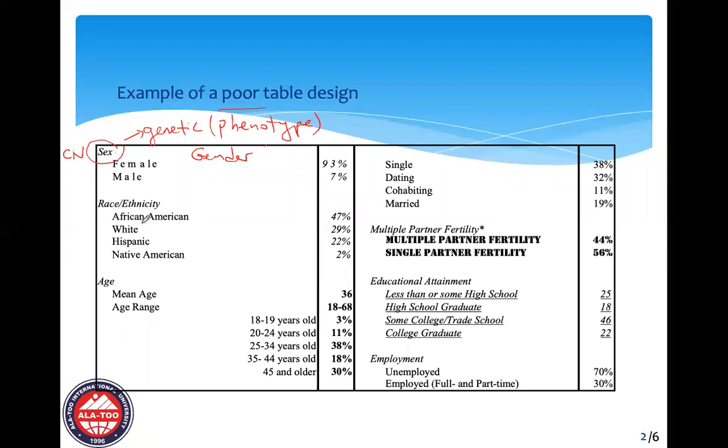Race or ethnicity is also a categorical nominal variable. Age: numerical. Continuous numerical. Correct. Or it can also be presented as numerical discrete. Then what do we have here?